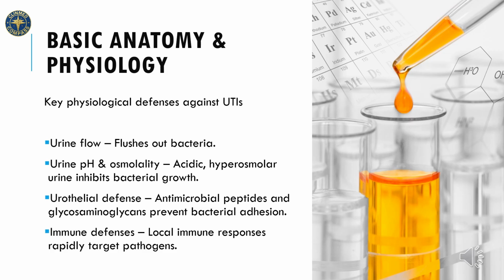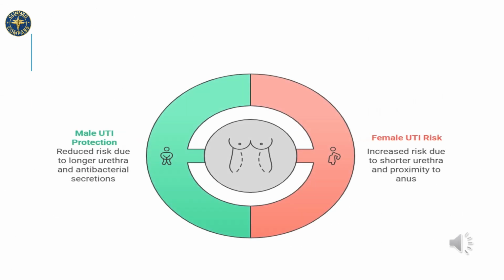Next is the immune defenses. Local immune responses help detect and eliminate pathogens quickly. Another important point is the anatomical differences between genders. In females, the urethra is short, about 4 centimeters, and located close to the anus, making ascending infection more likely and fecal contamination also more likely.